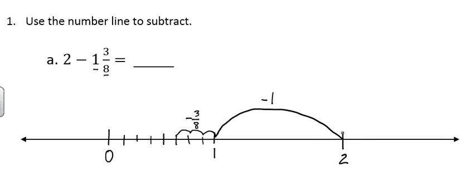Now I need to know where I landed here. So if I start at 0, I can count each eighth. 1, 2, 3, 4, 5/8. Another way to look at it is the halfway point would be 4/8, and one more would be 5/8. So since I landed on 5/8 on the number line, 2 minus 1 and 3/8 is 5/8.